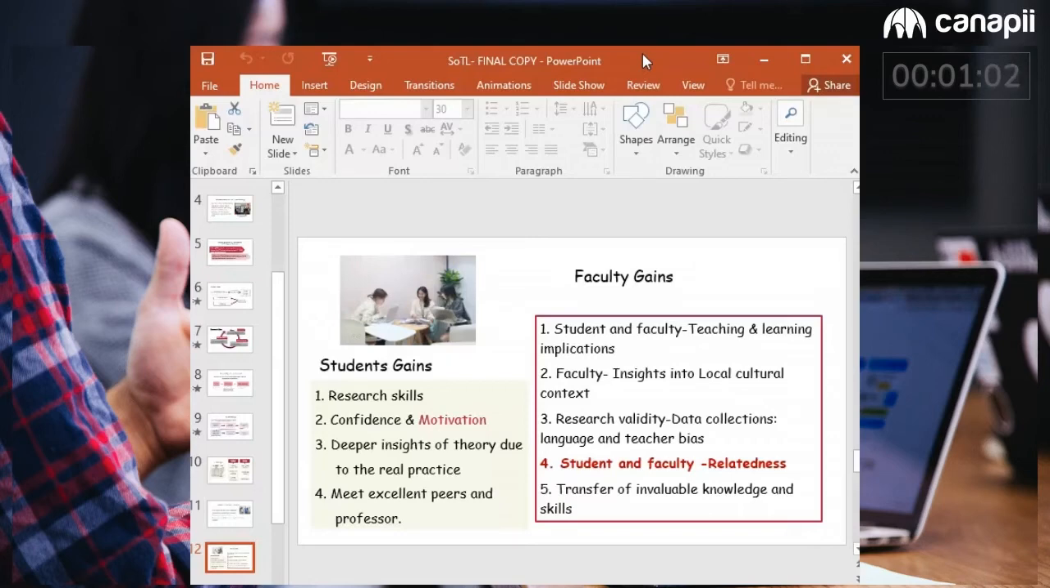And the other thing was the interviews were conducted in Chinese, and I would not have been able to do that had I not invited the students to join this inquiry. This is why I think the research validity has increased, because there's no language or teacher bias. So that was one of the benefits of bringing students into the SoTL inquiry.